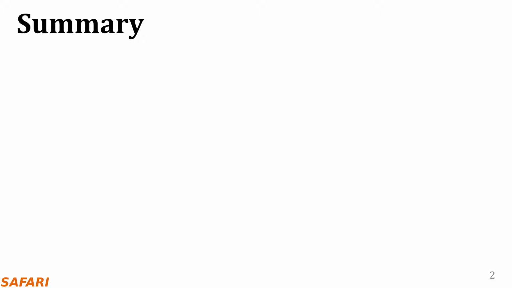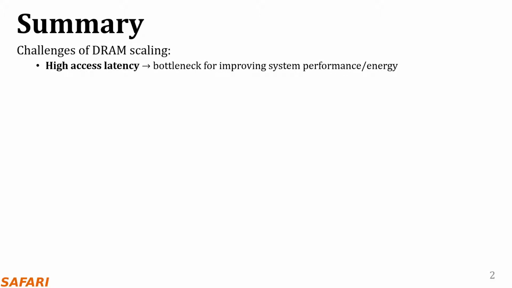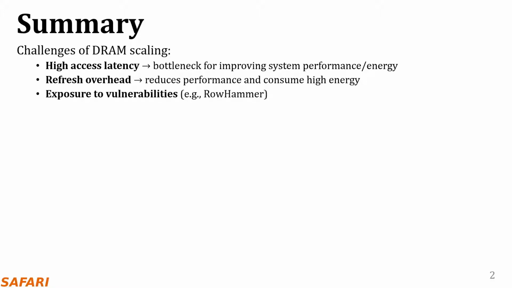However, process technology scaling introduces three key challenges to DRAM. First, high DRAM access latency is a bottleneck for improving system performance and energy efficiency. Second, as the number of cells in a DRAM chip increases, DRAM refresh incurs more performance and energy overheads. Third, as process technology shrinks, DRAM cells become smaller and get closer to each other. The increasing interference between cells exposes DRAM to vulnerabilities such as RowHammer, which reduce DRAM reliability.